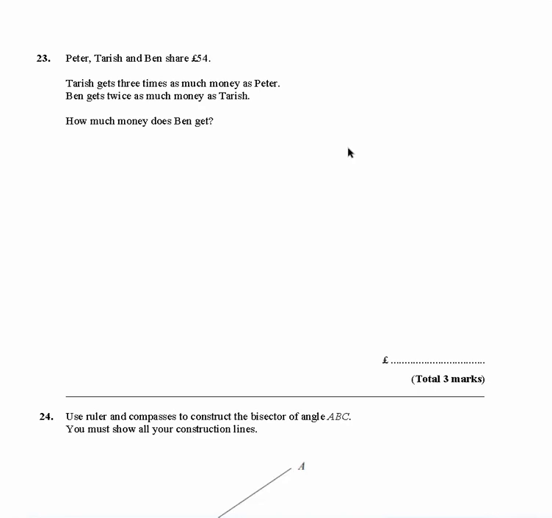Peter, Tarish and Ben share £54. Tarish gets 3 times as much money as Peter. Ben gets twice as much money as Tarish. How much money does Ben get?